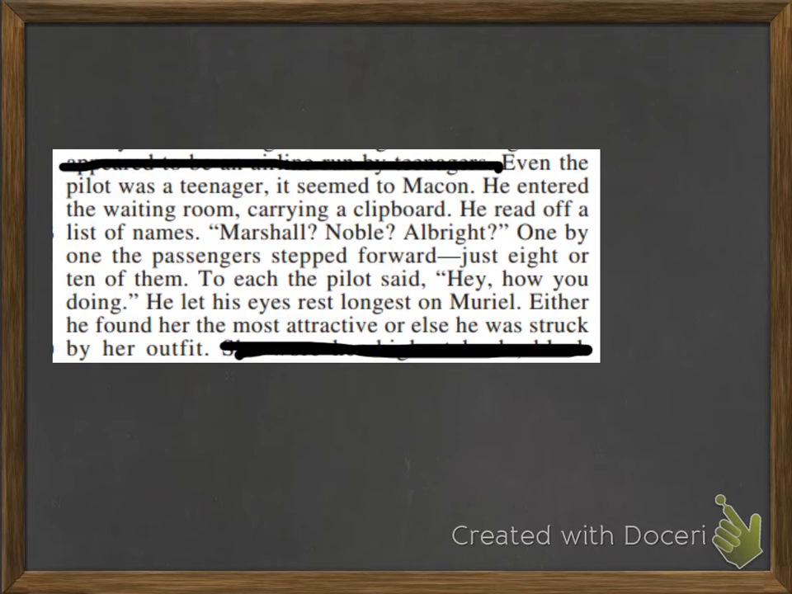Here's the passage for our second question. Even the pilot was a teenager, it seemed to Macon. He entered the waiting room carrying a clipboard. He read off a list of names. Marshall? Noble? Albright? One by one, the passengers stepped forward. Just 8 or 10 of them. To each, the pilot said, "Hey, how you doing?" He let his eyes rest longest on Muriel. Either he found her the most attractive or else he was struck by her outfit.